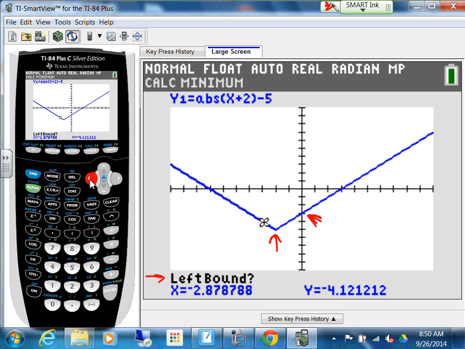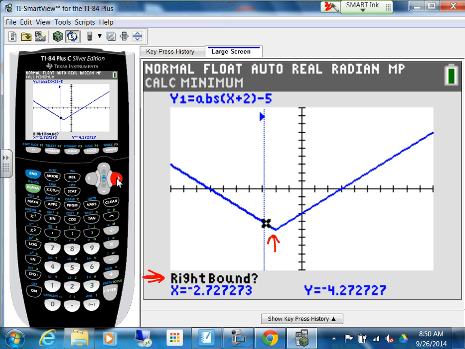When you are to the left of your point of interest, you're going to hit enter. And it gives you this lovely little boundary line. The calculator is only going to look over to that side. Now it has changed the question. The question no longer says left bound, it says right bound. And you're going to move to the right.